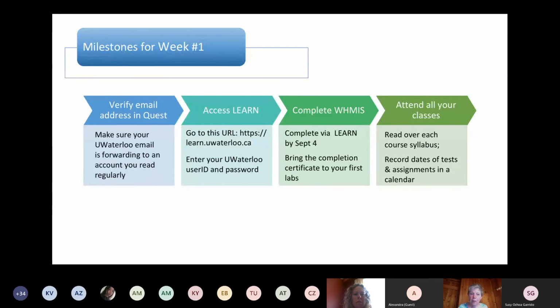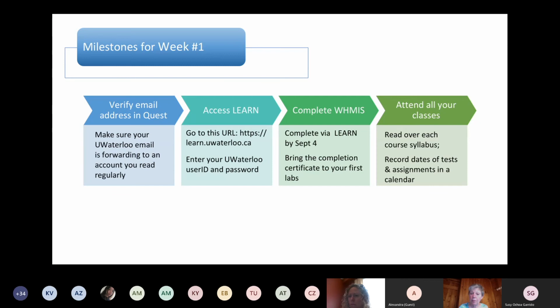So here's a few milestones for you this week. Make sure your email is set up in Quest so that you are either forwarding your mail to an account you read, or you've registered your email. Go to Learn and make sure that you can access it and you see what's there. It won't be very informative until classes start.